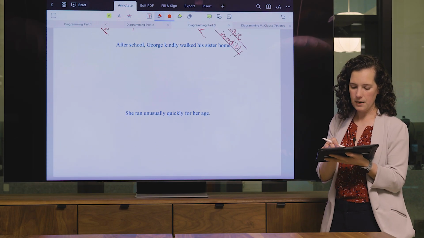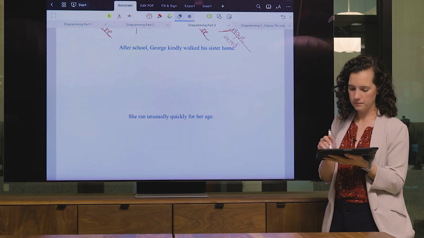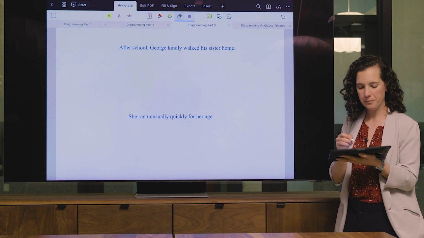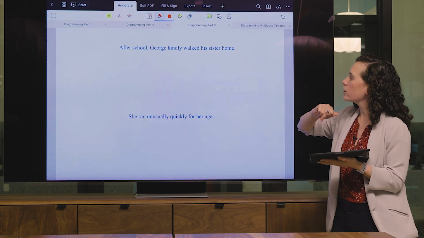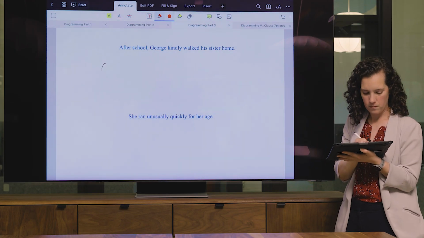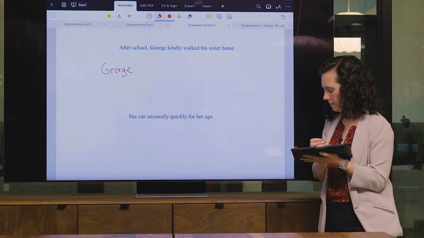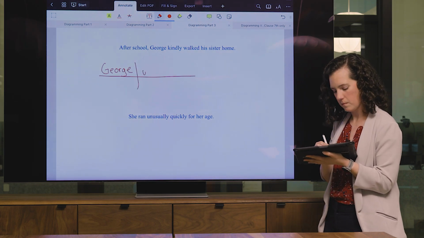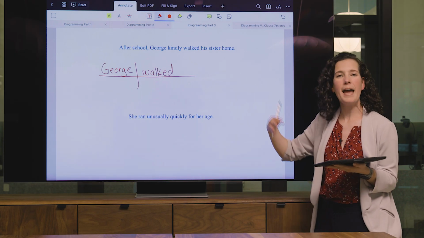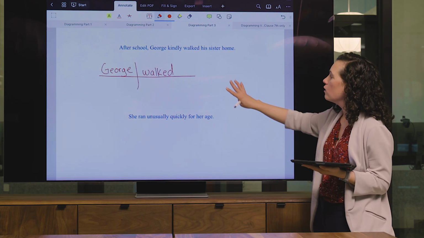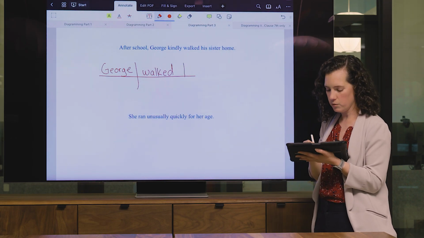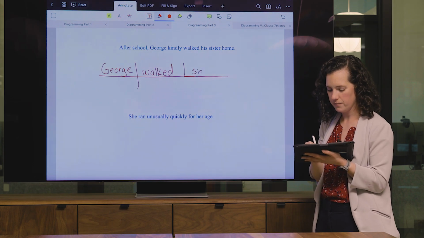Now let's look at this sentence here. After school, George kindly walked his sister home. Again, our subject and verb is what we find first. George walked. In this case, it's using walked to mean escorted. He escorted his sister home. So George walked what? He walked his sister. He escorted his sister. So sister would be the direct object.